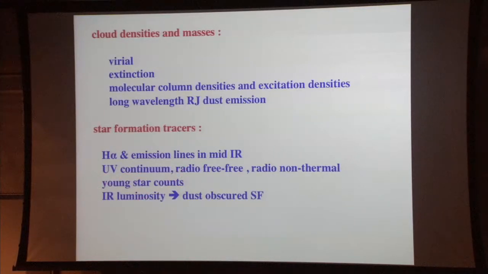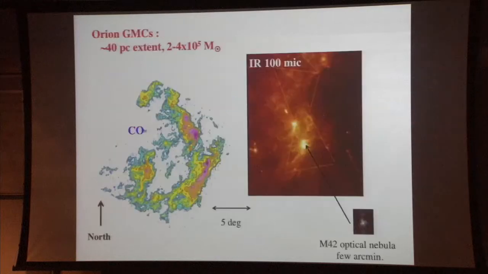People have, in the last 10 years, started to use star counts in nearby molecular clouds to measure the star formation rate. That is looking at YSOs, and then, of course, using the infrared luminosity, which measures the luminosity of stars embedded within the cloud, and hence young stars which are formed in the cloud. But there are various things to be cautious about there.